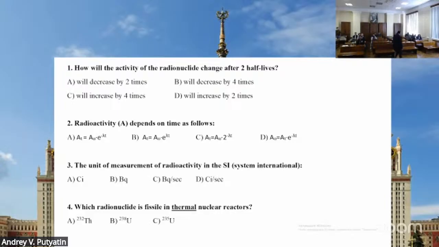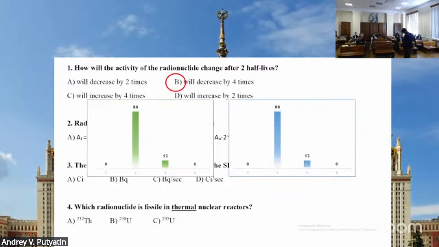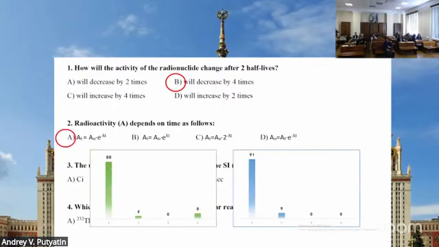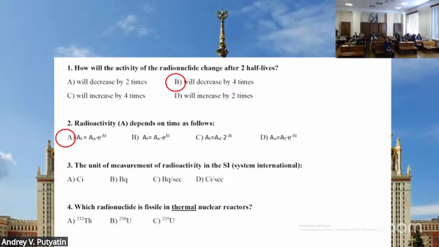So the first questions are just general questions about radioactivity. Very good results already in the beginning. On the left it is the introductory test, and on the right side it is the final test results. So almost all of you were correct. And then how activity depends on time: also even a small progress, but it's already a very high percent of correct answers.